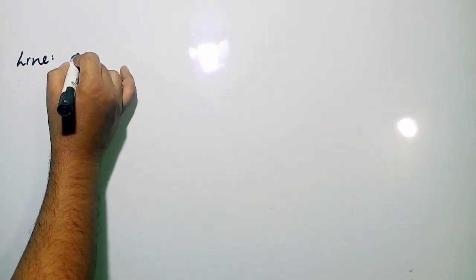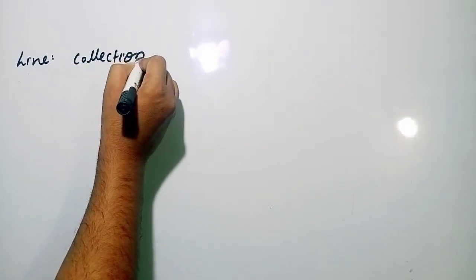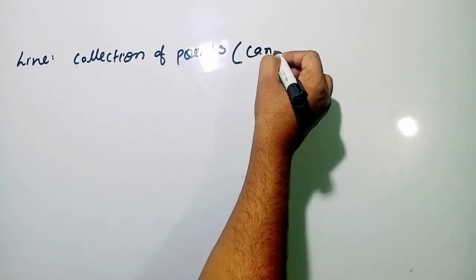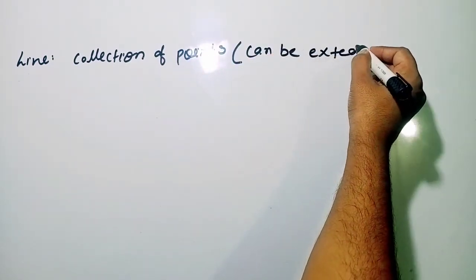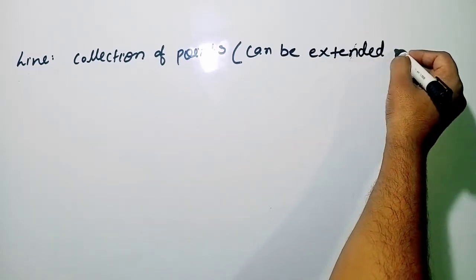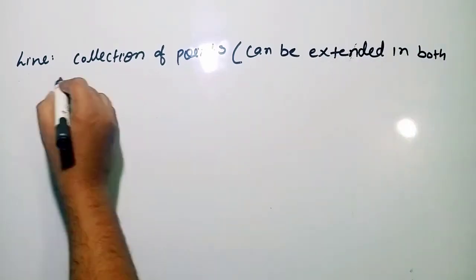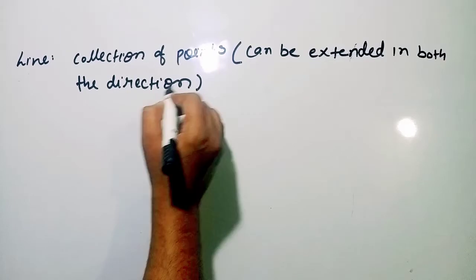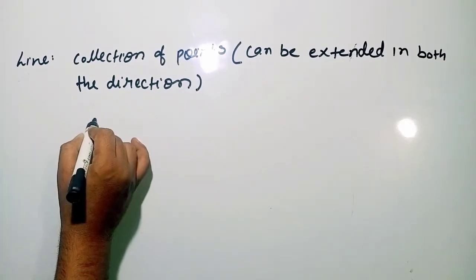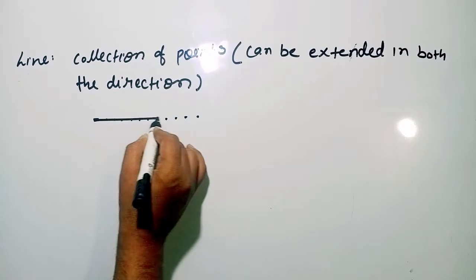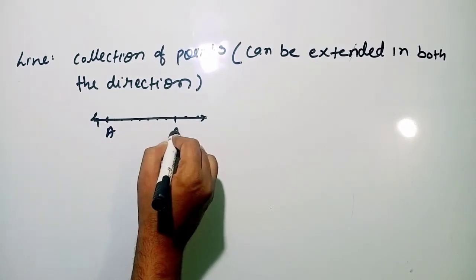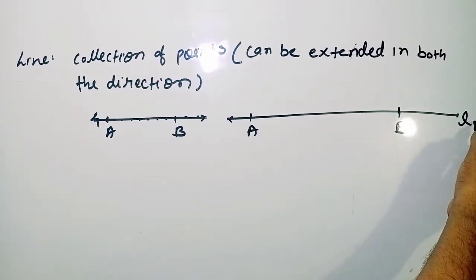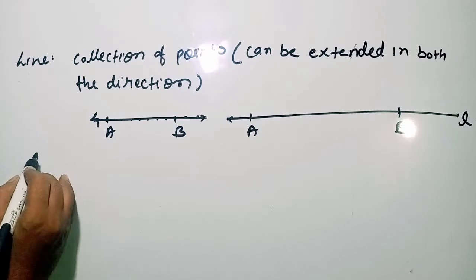So first of all, we will learn about line. What is a line? A collection of points which can be extended in both directions is known as a line. Suppose these are the collection of points. Now these points are making a line, so this line can be extended in both directions, right students? So this is the exact definition of a line.